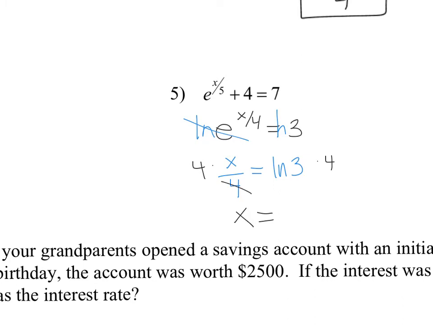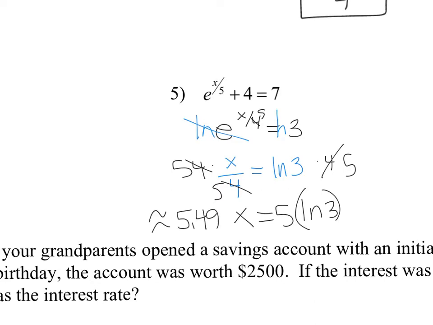Oops, 5. Why did I do 5? This should be 5 all along. So x equals 5 natural log of 3. Be careful, because notice that you don't put the 5 with the 3. Don't put the natural log of 15. Do 5 times the natural log of 3. That's different. So make sure you're careful about how you put that in your calculator. So this is approximately equal to 5.49.